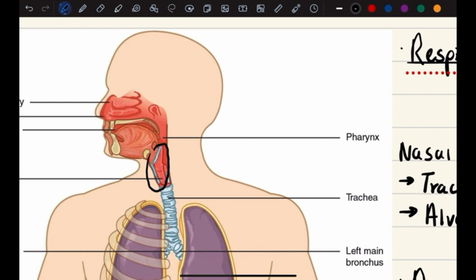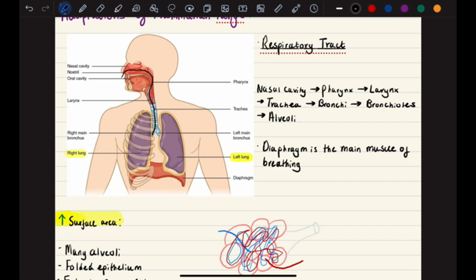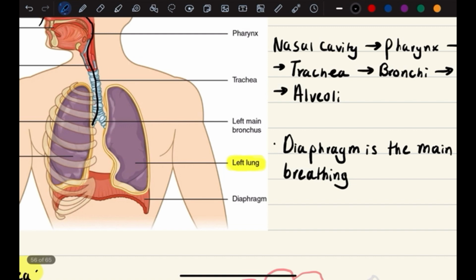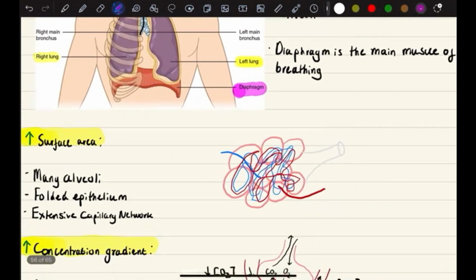So your air is going to go into the nose, down the pharynx, then it's going to enter into the larynx, yeah? Goes into the trachea, and the trachea goes into your bronchi, bronchioles, alveoli. Hopefully that made sense. So you can see the flow of air there. And your diaphragm here at the bottom, that's the main muscle that we use for breathing. So really important muscle there.